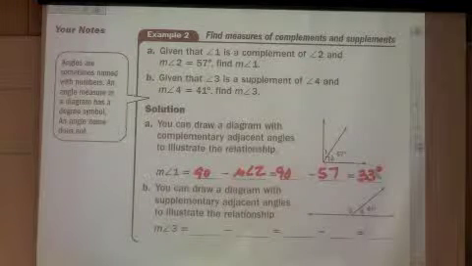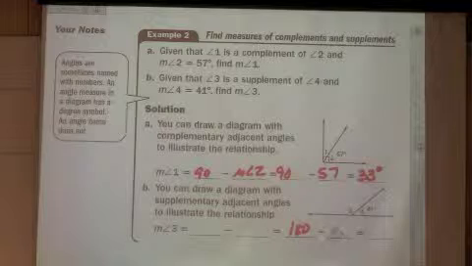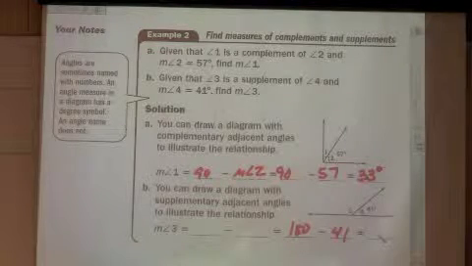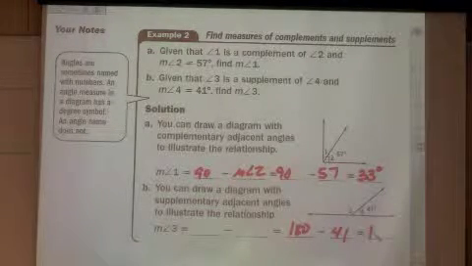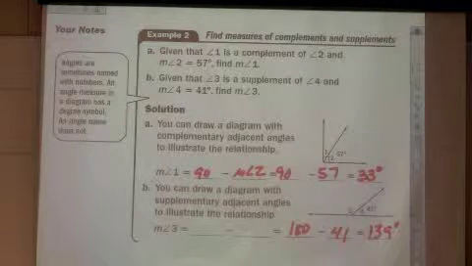What do you got there, Willard? 180 minus 41. Yeah, 180 minus 41. Together they make 180. We know this one's 41, so subtract. I think we're going to get, what, 139? Okay, very good. All right.